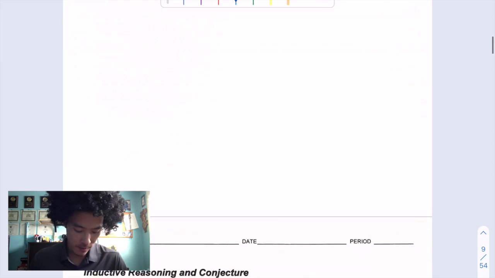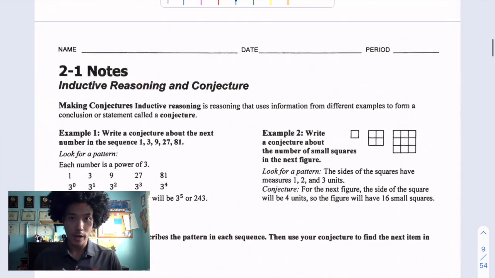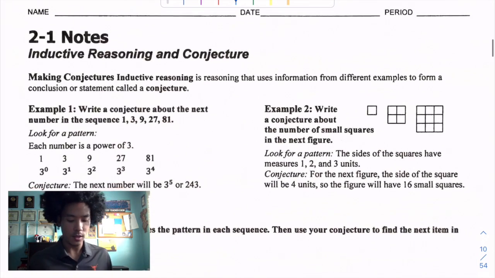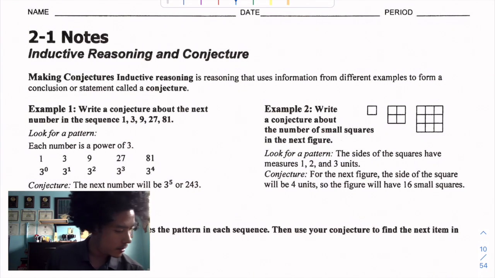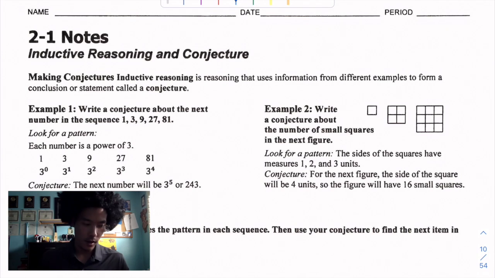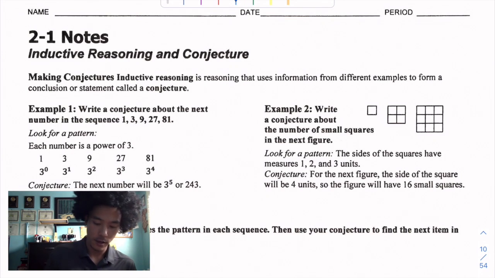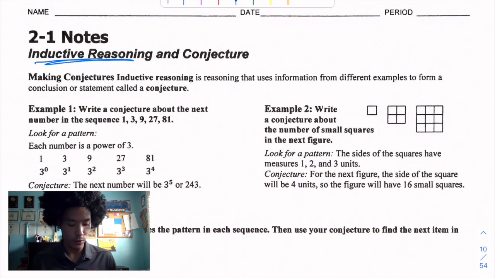And today, he's having me talk to you guys about Chapter 2-1, Inductive Reasoning and Conjecture. It's a pretty quick lesson, so make sure you guys are paying attention. A lot of different vocabs here, okay? So let's start. Inductive Reasoning.